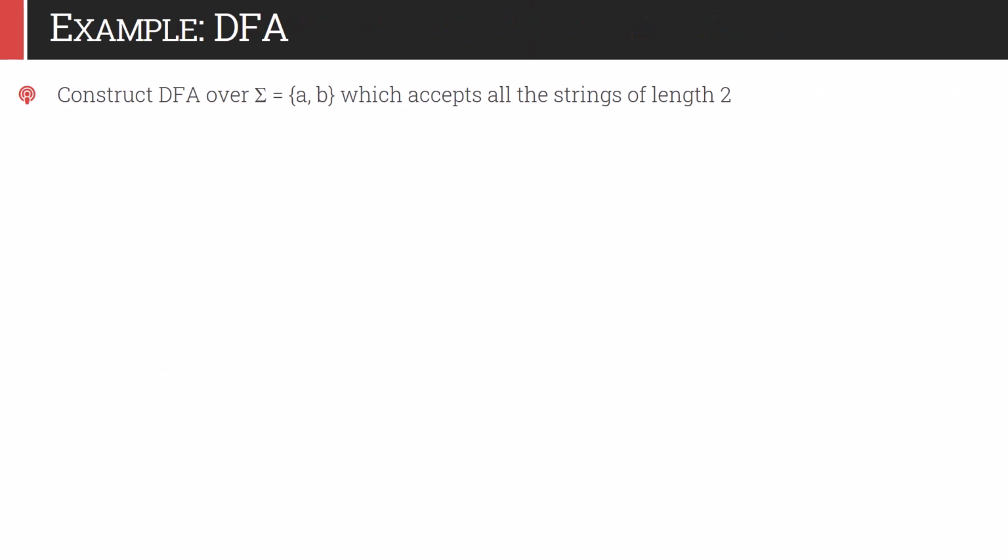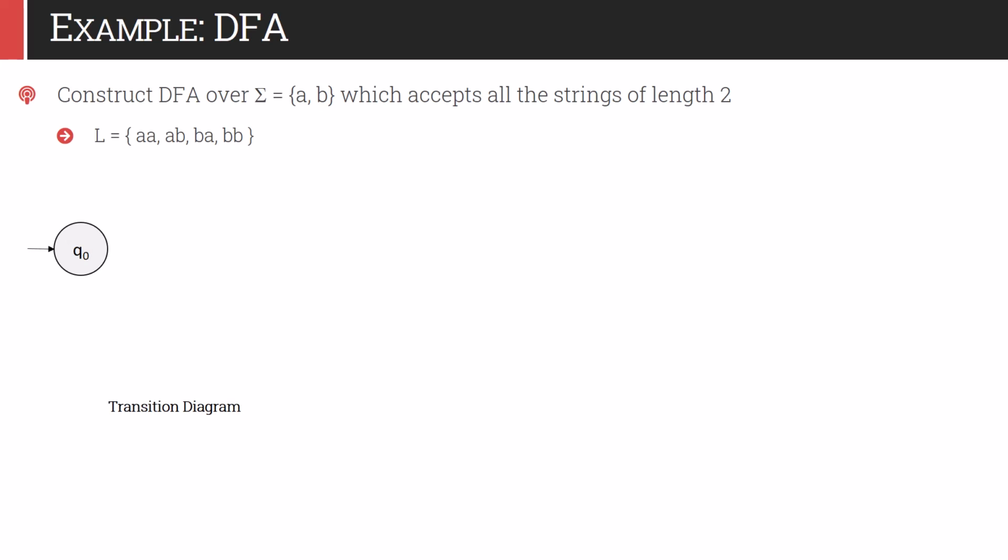Construct a DFA over sigma equal to A comma B. So now our language is defined over two alphabet symbols, A and B, which accepts all the strings of length 2. So the language is defined over two alphabets and the length of strings must be 2. So our L would be AA, AB, BA, and BB.